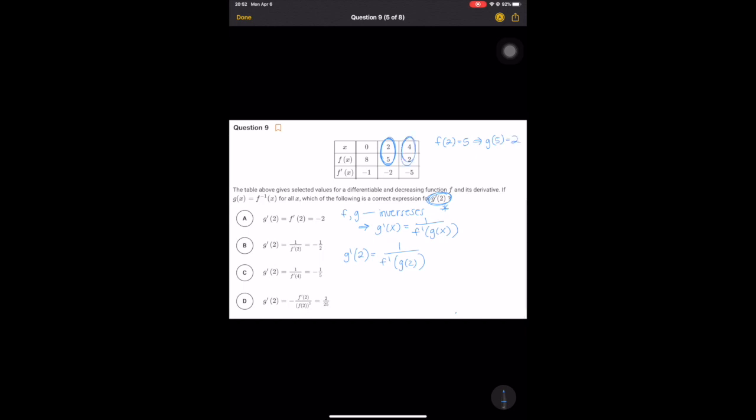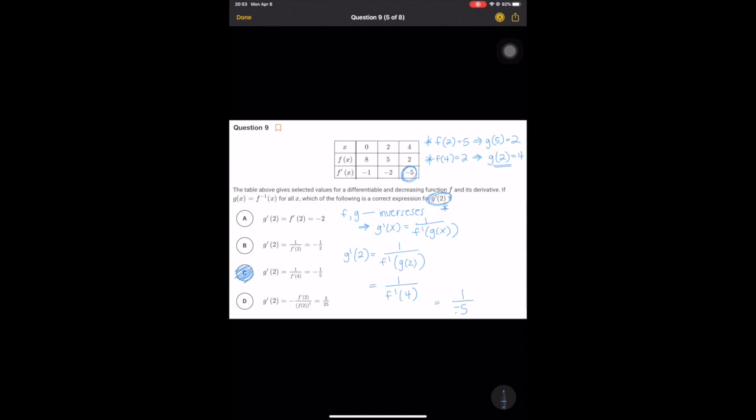Let's look at the next point. If f of 4 is 2, that means that g of 2 is 4. So again, these are properties of inverse functions. Remember, you switch the x and y's. And g of 2 is the point we needed to continue with our equation. So we have 1 over f prime of g of 2, which is 1 over f prime of 4. Looking back to our table, f prime of 4 is negative 5. So we have 1 over negative 5, which is letter C.